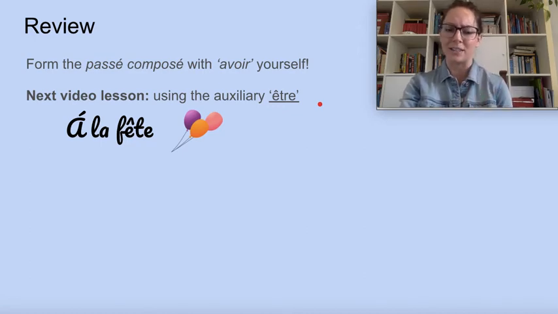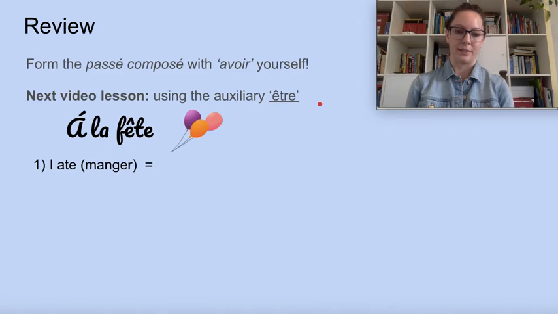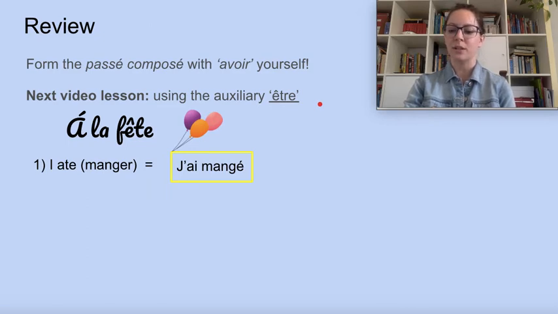What did you do at this party? I ate. Okay, I'm putting the verb there for you just in case you've forgotten. I would like you to now try to form, if you can remember, with the 3 steps, how to write in the passé composé, I ate. Have you got your 3 steps there? Subject pronoun, auxiliary, past participle. The answer is j'ai mangé. J'ai mangé.